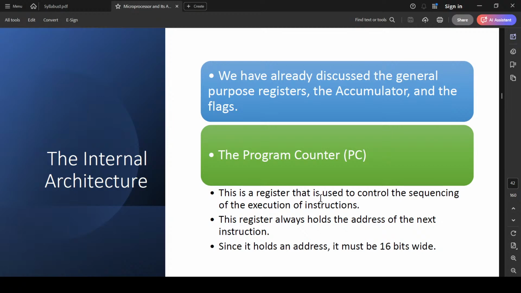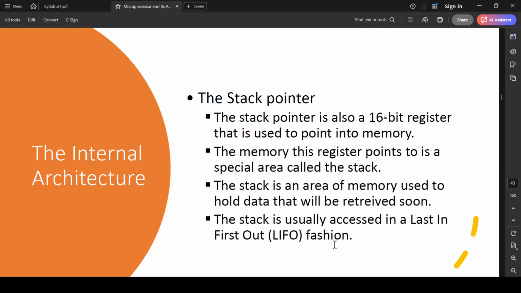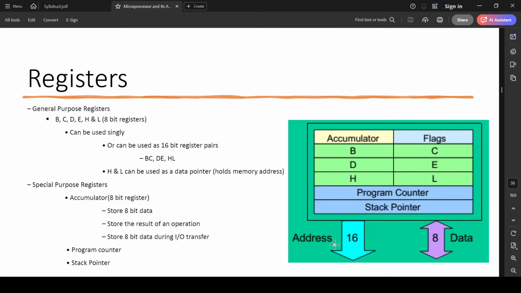Okay, the program counter controls the sequence of the execution of instructions. Next, stack pointer. The stack pointer is also a 16-bit register. In this diagram, these were 8-bit, 8-bit, 8-bit, 8-bit, 8-bit, 8-bit, 8-bit, 8-bit, but this takes twice the space of 8-bit. So this is 16-bit, this is 16-bit.